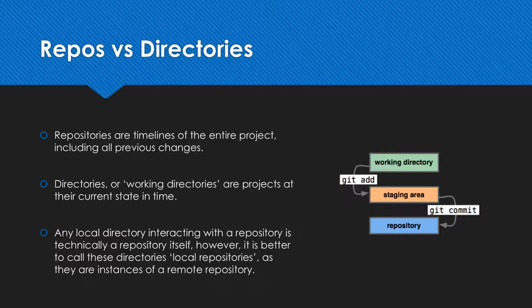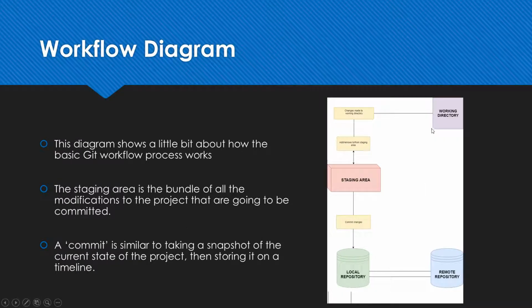So now that we know a little bit about what repositories are, let's talk about this workflow diagram here. I know it looks a little bit complicated, but I'm going to go through each step and explain what it does. So we start with the working directory. This is your project at its current state in time, as we just explained. It contains all of your files, everything at its current state, so when you're working on it.